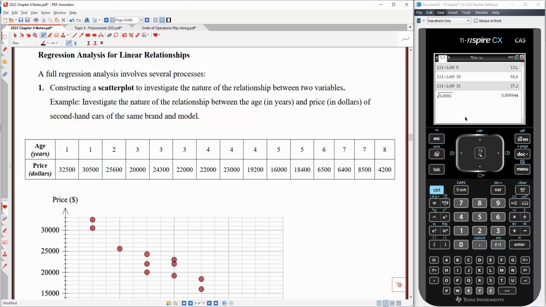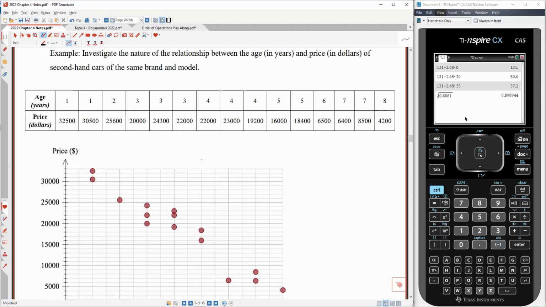So the first thing we do is construct a scatter plot to investigate the nature of the relationship between the two variables. Okay, so here we've got the relationship between age of a car and price of the car. So we can see here a 1-year-old car, 32,500. A 1-year-old car, 30,500, etc. So we can see here that as the age of the car increases, the price of the car decreases, which seems to make sense. The older the car, the cheaper it is, at a base level anyway.